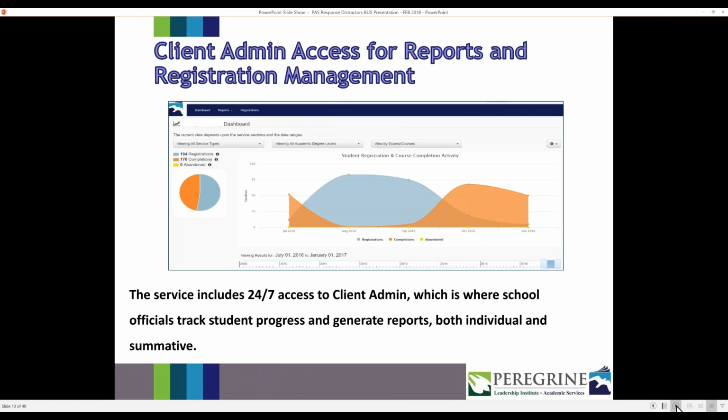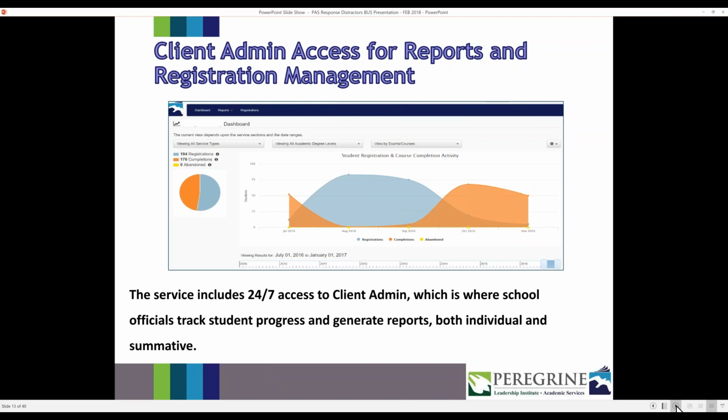And in order to get to the reports, you will use the client admin site. So when you are a Peregrine client, you will get access to the client admin. There's no upper limit as to how many people can access your students' results and data. You tell us who should have access to your data. We take the safety and security and privacy of your data very seriously.